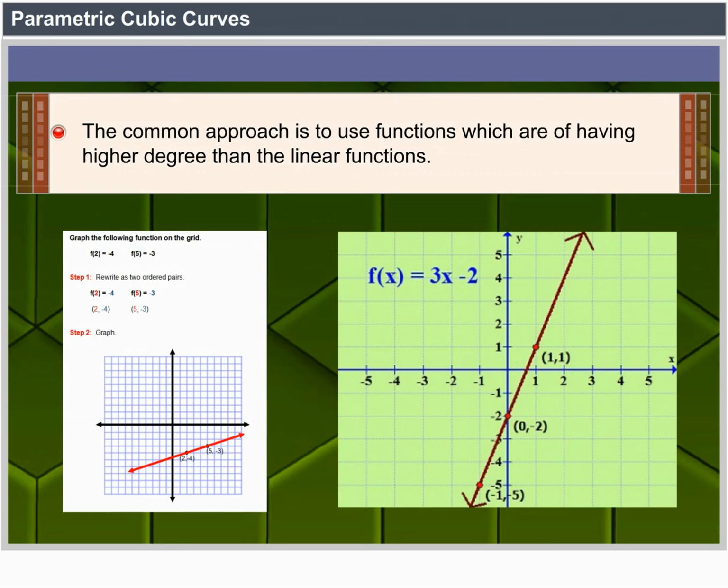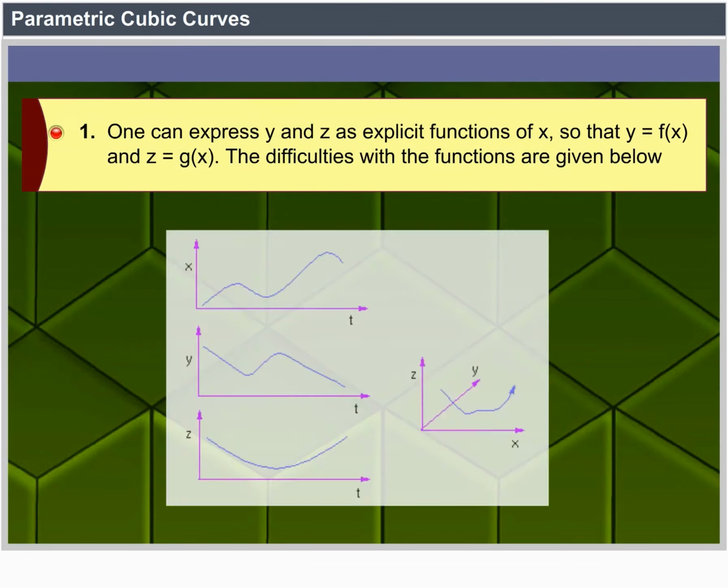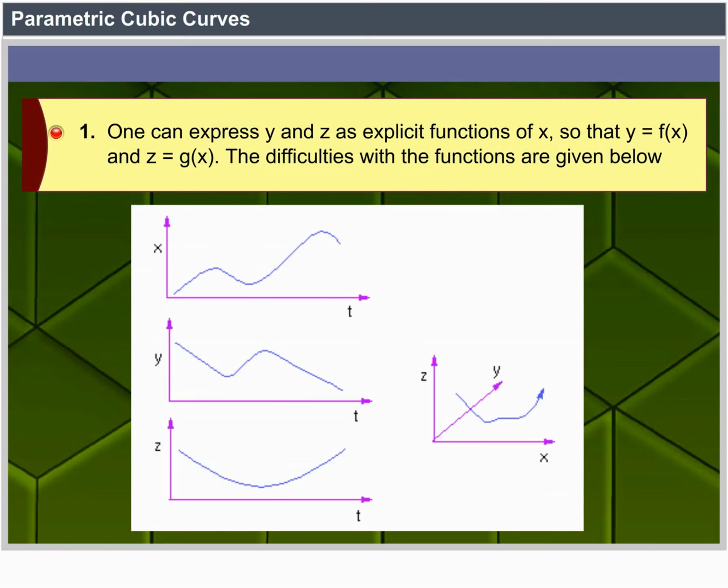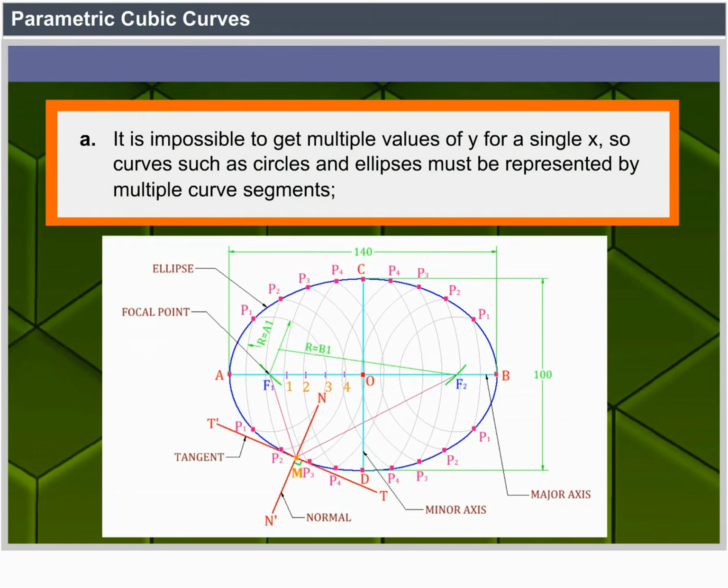One can express y and z as explicit functions of x, so that y equals f of x and z equals g of x. The difficulties with this are that it is impossible to get multiple values of y for a single x, so curves such as circles and ellipses must be represented by multiple curve segments. Such a definition is not rotationally invariant.